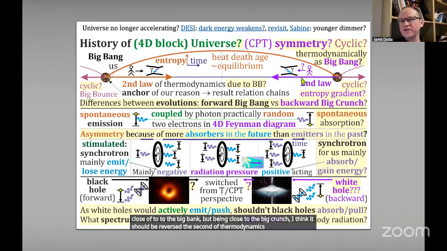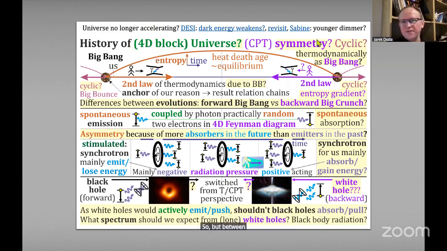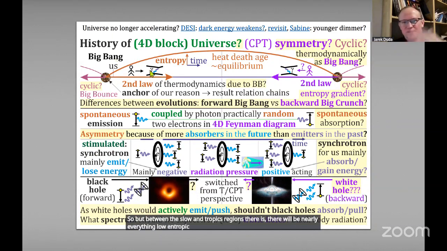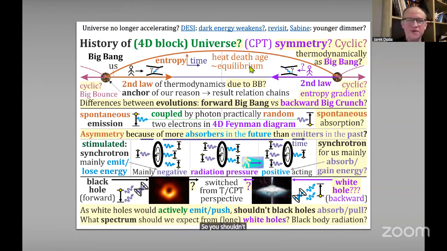Evolving backward from the Big Crunch, it should be very similar to our Big Bang. But between these low entropic regions, there will be a heat death age. So nearly everything low entropic should be killed by this heat death age. So we shouldn't expect low entropic artifacts from there.